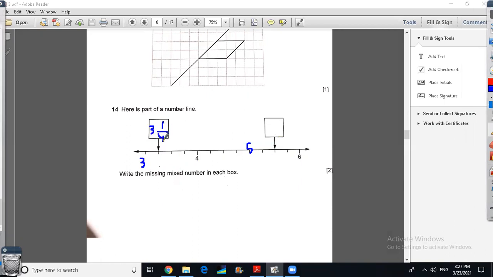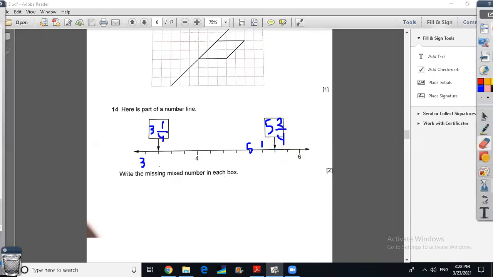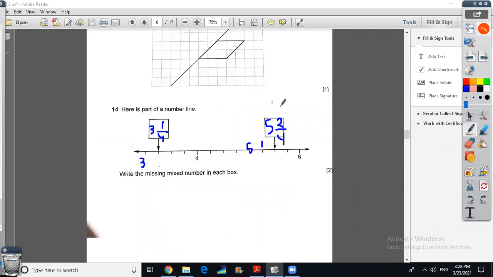The next one is 3 2/4. 3 3/4, 4. 4 1/4, 4 2/4, 4 3/4, 5. 5 1/4, 5 2/4. If you write 5 2/4, correct. If you write 5 1/2, also correct. That's it. All right, guys, so here is 3 1/4, and here's 5 2/4. Next page.